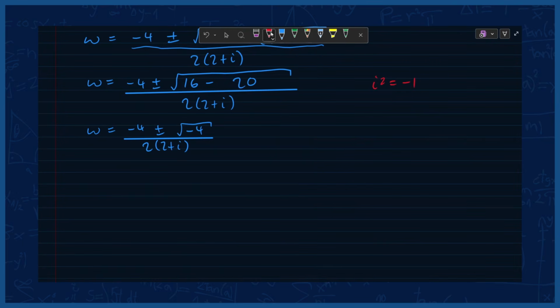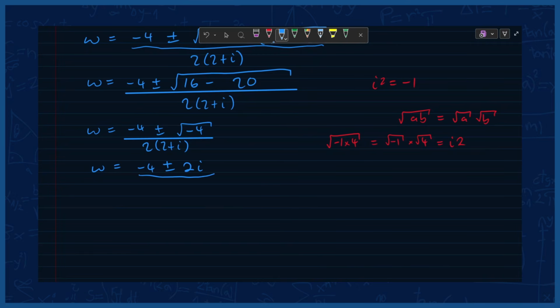Okay, I know that I can rewrite root negative 4 as root negative 1 times 4, right? Because negative 1 times 4 is negative 4. And this then allows me to use this property that says the square root of ab is equal to the square root of a times the square root of b. So in our case, I can say this is the square root of negative 1 times the square root of 4. And I know the square root of negative 1 is i, and I know root 4 is 2. So I end up with 2i for root negative 4. So that becomes w is equal to negative 4 plus or minus 2i.